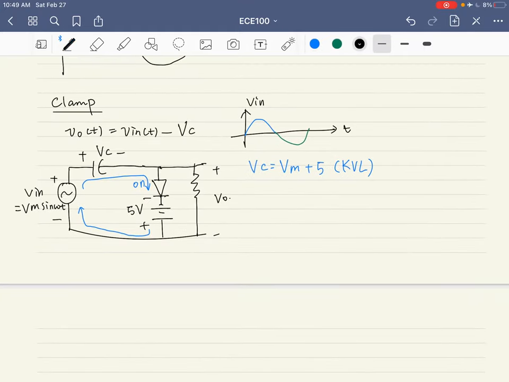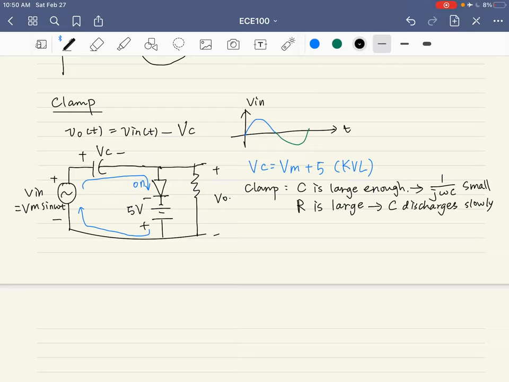And we have two assumptions here. The first assumption for the clamp circuits is C is large enough, so its impedance is small. Another assumption is about R, so we usually think the C will discharge very slowly, because the discharge speed is determined by tau. Tau equals RC. Because it discharges very slowly, we can consider VC equals a constant, and we can consider that the voltage across R is also a constant.